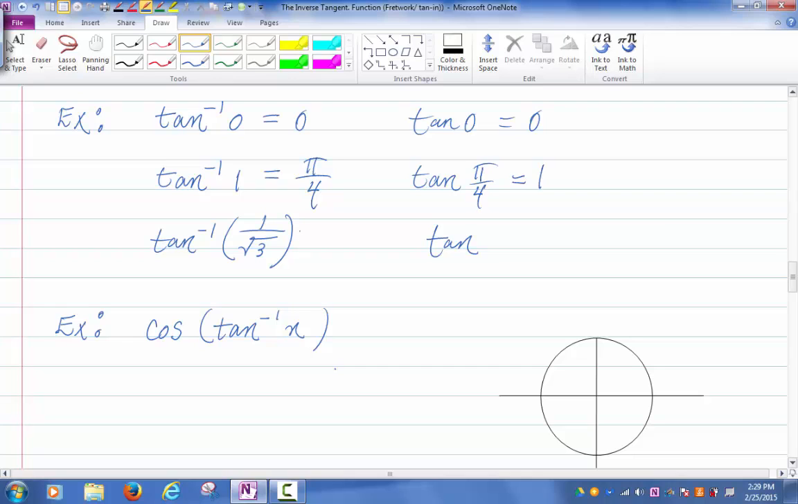And what is tangent inverse of 1 over root 3? Very good, pi over 6. Because if I look at tangent of pi over 6, that is sine pi over 6 over cosine pi over 6. Sine pi over 6 is half, and the other one is root 3 over 2. And then you end up with 1 over root 3. Alright? Next question.